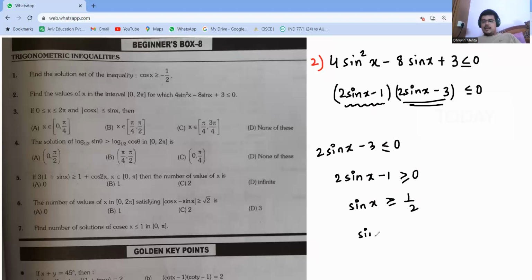And so we basically have this, guys: sin x is greater than or equal to half, and it has to be less than or equal to 1. This we already know. So now we just have to find the region.